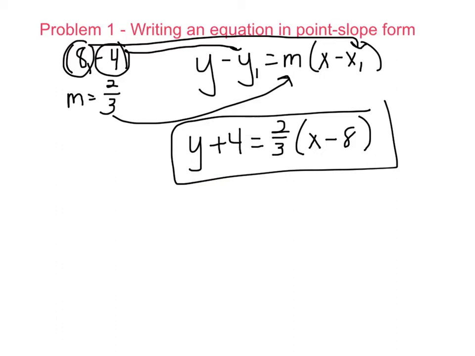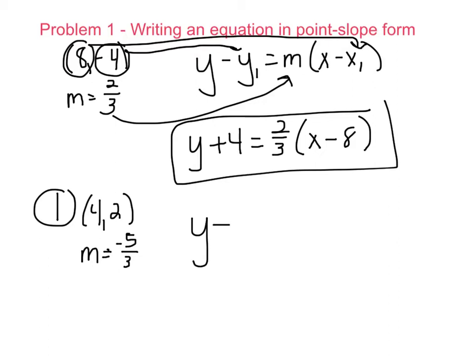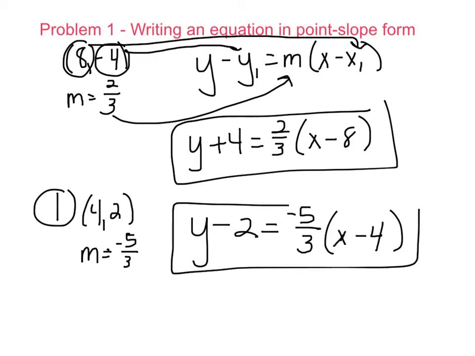So now let's do practice A, problem 1. The point is 4, 2. The slope is negative 5/3. So let's plug it in. y minus your y value on your coordinate, which is 2, equals m, which is our slope, negative 5/3, times, in parentheses, x minus our x value, which is 4. And there's your equation. y minus 2 equals negative 5/3 times the quantity x minus 4.